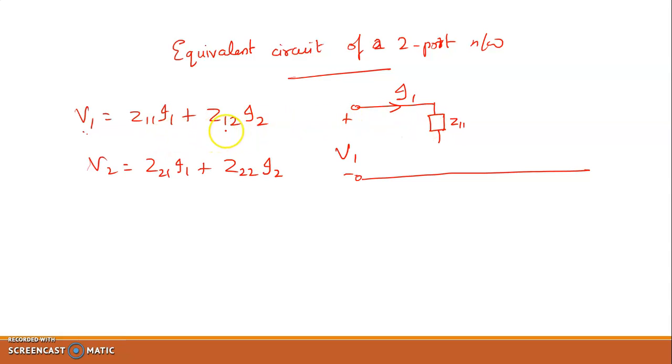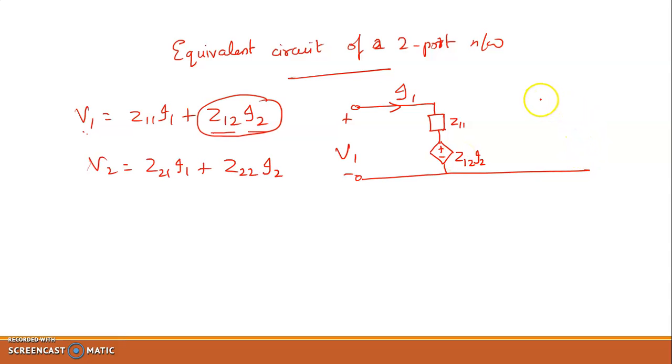Next is Z12 I2. We know that Z12 is an impedance and I2 is a current. So impedance into current is a voltage that depends upon the parameter I2. That can be represented as a dependent source delivering a voltage equivalent to Z12 I2. So this is the representation of the input port. I am repeating: the first term is obtained by multiplying Z11 with I1, and the second term is also a voltage, but it depends upon the current at the output side. So I can represent Z12 I2 as a dependent voltage source delivering a voltage equivalent to Z12 I2. So this is the first equation.